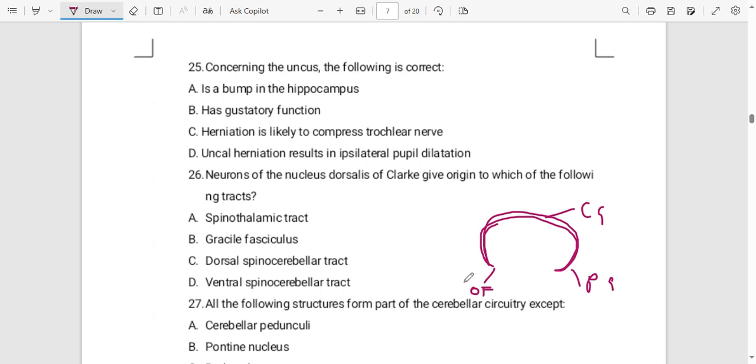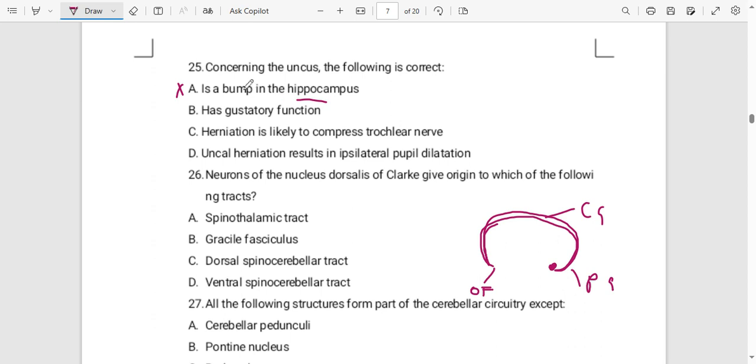Of course, you are also going to have the uncus. You are going to see it somewhere there at the end, but it's more related to the parahippocampal gyrus instead of the hippocampus. So that one is out. And how about B? Can it be part of the answers? Anyone?